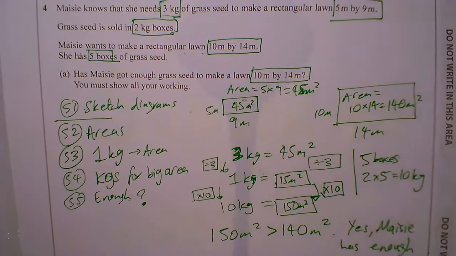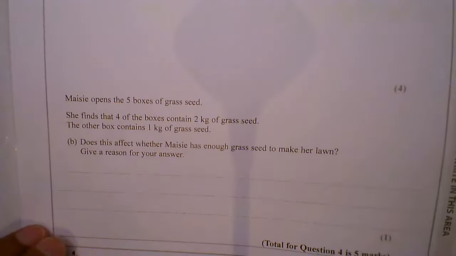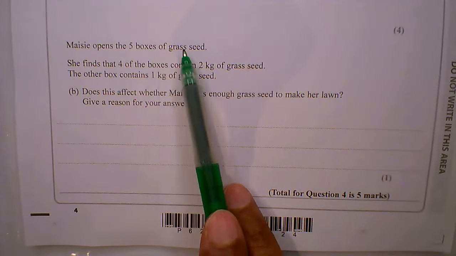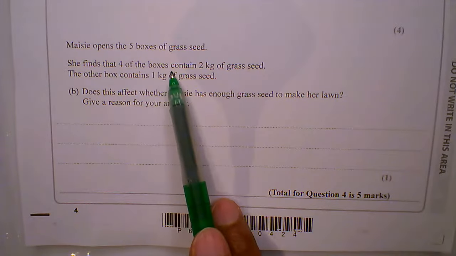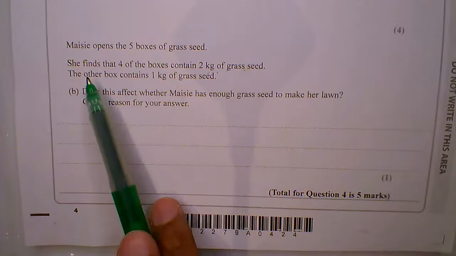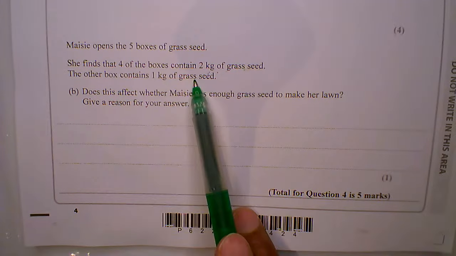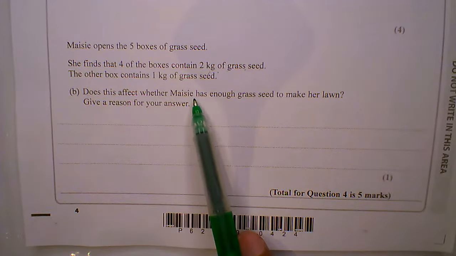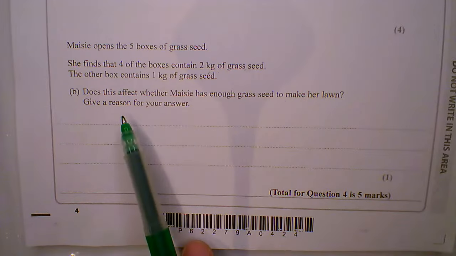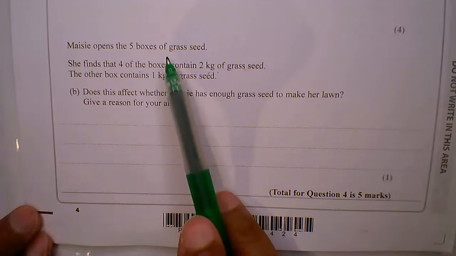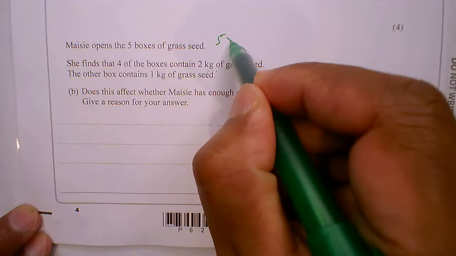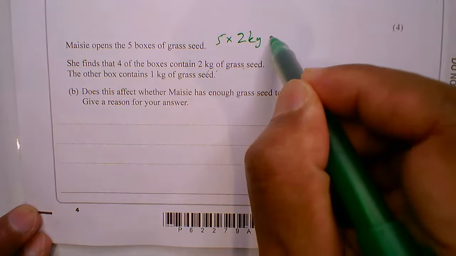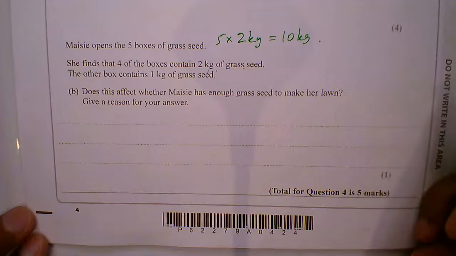Part B. Macy opens the 5 boxes of grass seed. She finds that 4 of the boxes contain 2 kg grass seed. The other box contains 1 kg of grass seed. Does this affect whether Macy has enough grass seed to make her lawn? Give a reason for your answer. So when she had 5 boxes, and each box is 2 kg, 5 times 2 gives us 10 kg. That's what we calculated before.